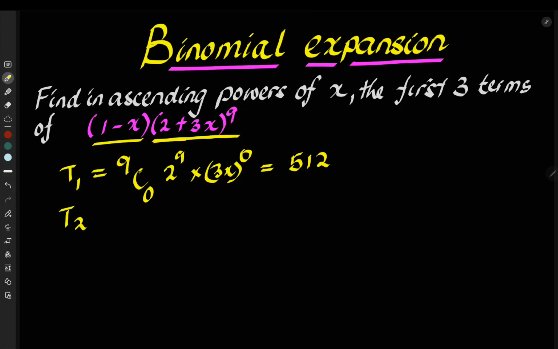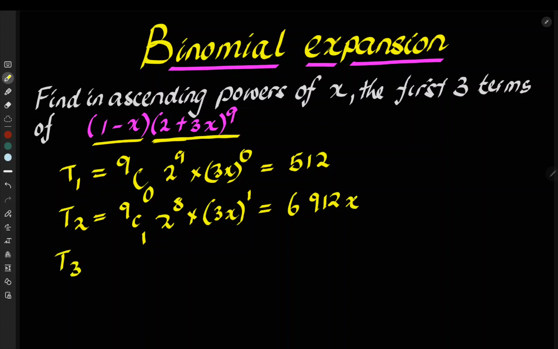Then we go ahead and do term number 2. That will be 9 choose 1, and 2 here again to the power 8, which in this case is 9 minus 1, that will give us an 8. Then multiply by 3x, in this case to the power 1. And this will give us 6,912x. Then we look for term number 3, which will be 9 choose 2, then 2 to the power of 7, multiply by 3x to the power 2, and this will give us 41,472x squared. Now we have got the first three terms.